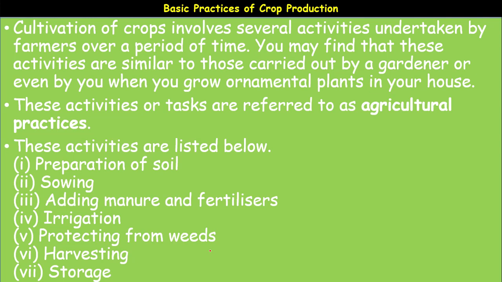The step by step methods of agriculture are the preparation of soil, followed by seed selection and sowing, followed by manuring, followed by irrigation, followed by weeding, followed by protection from stray animals, birds, pests and diseases, followed by harvesting, threshing and winnowing. Finally, storage. Isn't it, children?